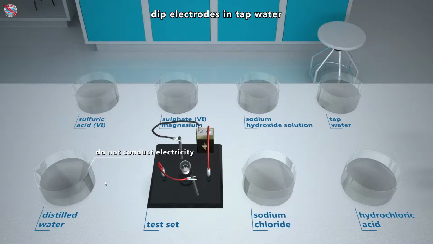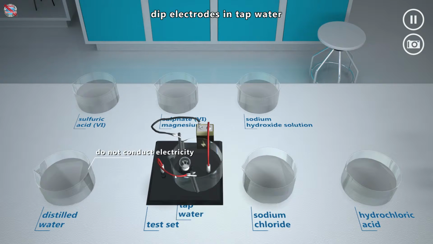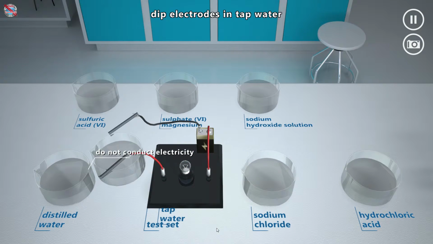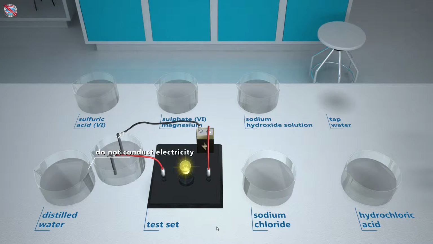Now instead of distilled water, I will use tap water. Water which flows out of our tap, as well as so-called mineral water, contains substances which dissolved in it, including salts, and unlike distilled water, it conducts electricity.